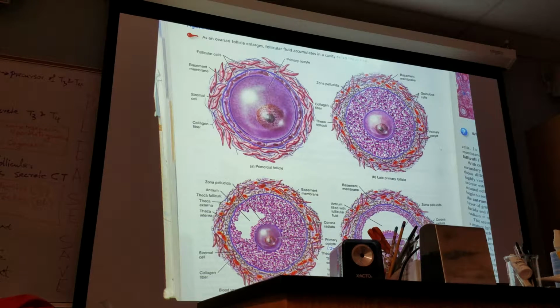Here, a late primary follicle has been shown. An early primary follicle, you can imagine, maybe not this many cell deep, maybe 2 or 3 layers, more than 1 layer, that would qualify for a primary follicle. So these granulosa cells start secreting estrogens.